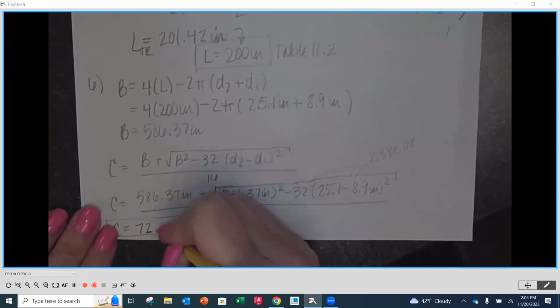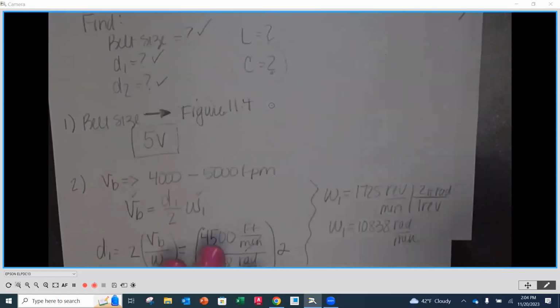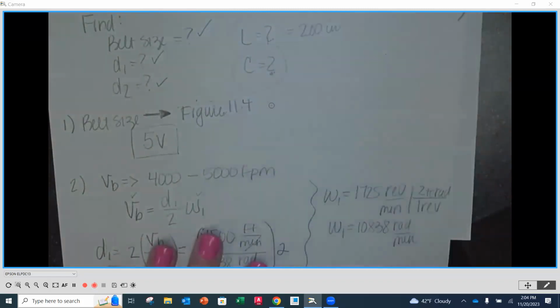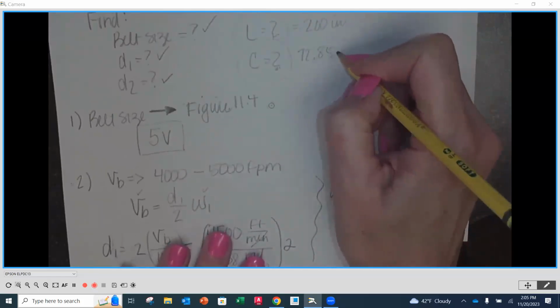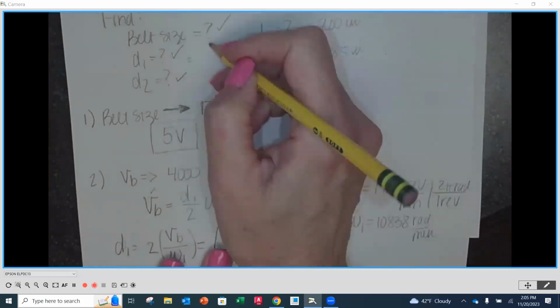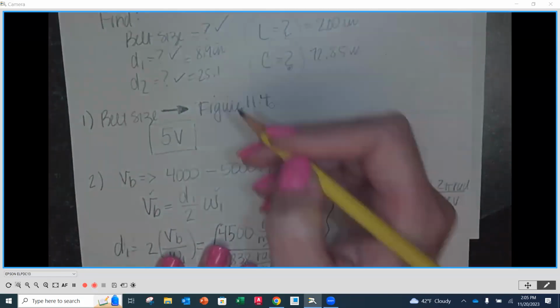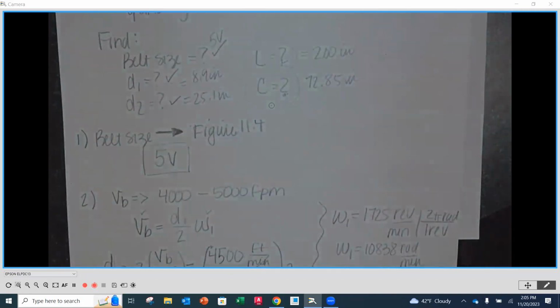Okay. So as we look back at the original problem and what it wanted us to do, we have accomplished it, right? Our length now is 200 inches, and that's the total length of the entire, closed off length of the belt, and 72.85 inches for the center distance. Then our diameter one was 8.9 inches from our table, and then 25.1 inches for our D2, and our belt size was a 5V. So we did each one of these parts here.